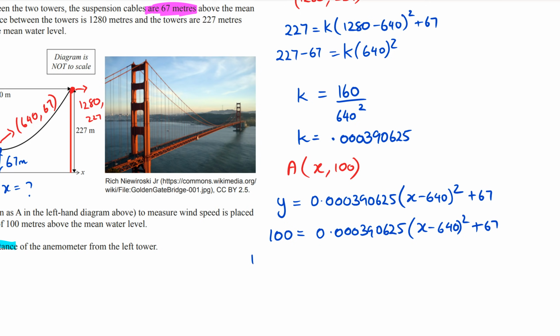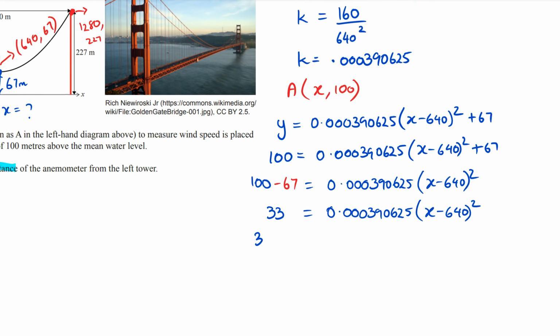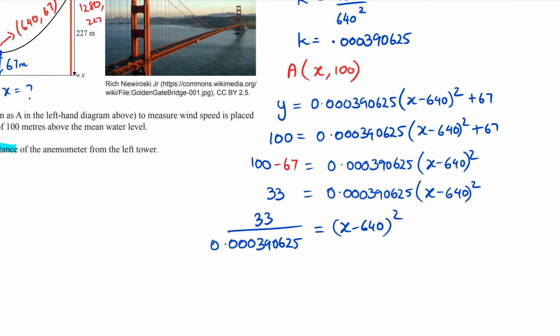So what I'm going to do is I'm going to do 100 take away 67, and that's equal to 0.000390,625 x minus 640 squared. So 100 take away 67 is 33. 33 equals, I really hate this number in terms of how big it is, but guess what? This is what we're dealing with. So then we're going to get 33 divided by 0.00390625 equals x minus 640 squared.